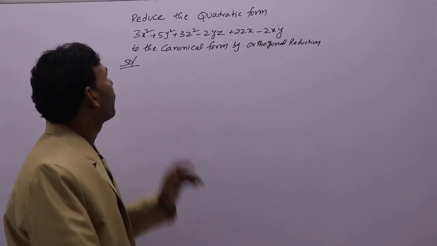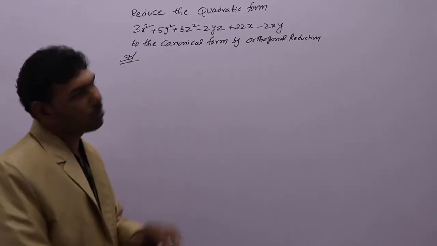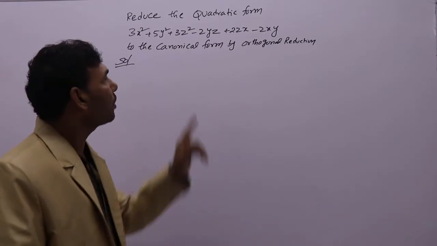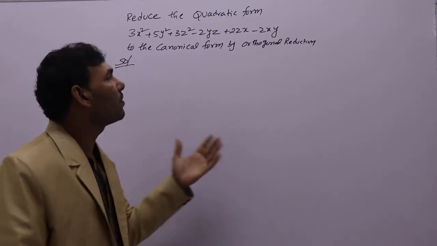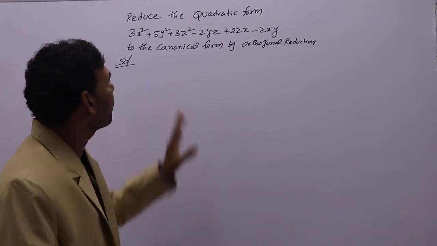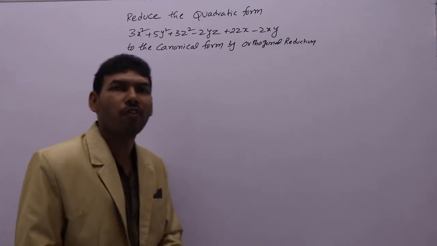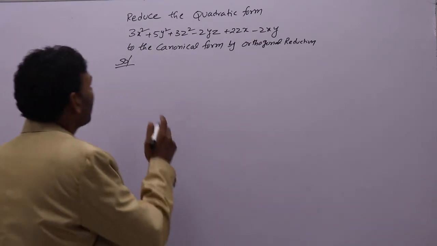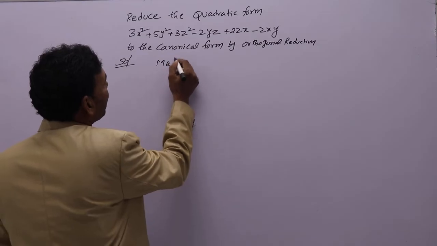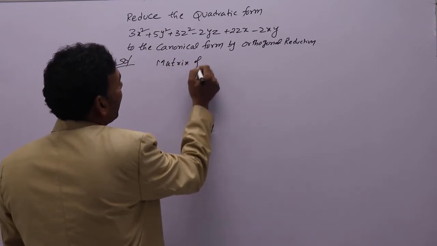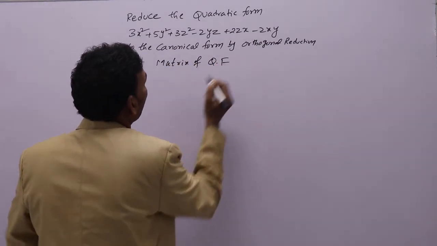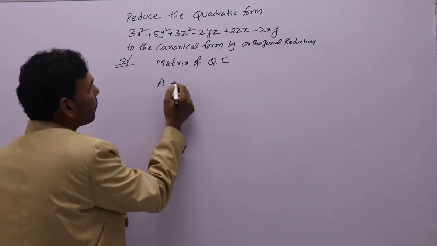So now we are going to reduce this quadratic form to canonical form by orthogonal reduction. Just now I said the procedure. Using that procedure, I am going to reduce the given quadratic form to canonical form. For that, first write the matrix of the quadratic form. You all know how to write the matrix of a quadratic form.